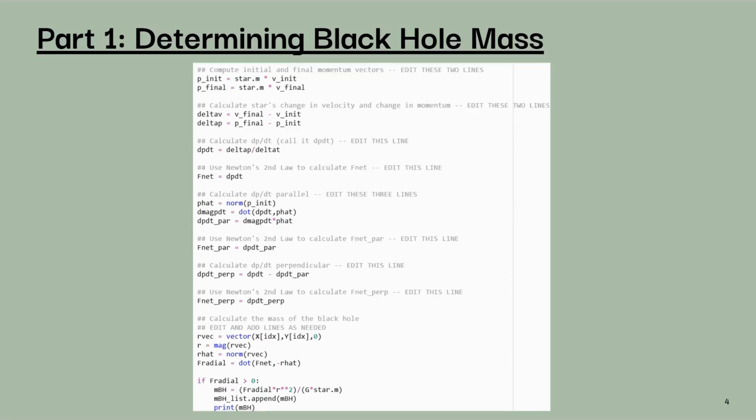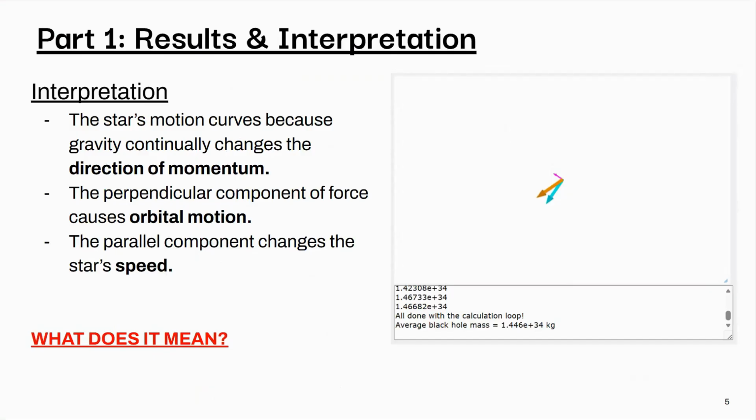This calculation is repeated for many data points, and the average value is taken as the final estimate. From the simulation data, the average mass of the black hole is calculated to be approximately the number shown here. This result helps illustrate what the net force and the rate of change of momentum mean physically.